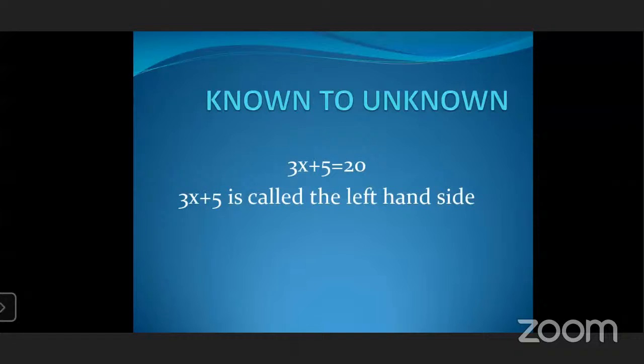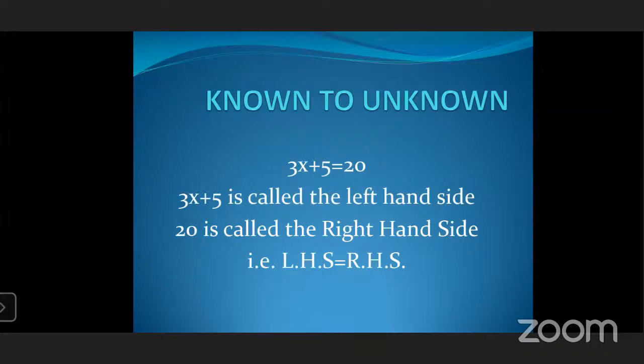So 3x plus 5 is called the left hand side. I'm doing the basics again and again. We have already done this in 3 sessions. And 20 is called the right hand side. Now left hand side is equal to right hand side. जैसे तराजू होता है ना, जैसे सब्जी वाला आपको तराजू देता है, लेफ्ट हैंड साइड राइट हैंड साइड दोनों सेम होते हैं. एक पलड़ा भारी है, if you put some weight in it, one pan will go down, the other pan will go up. Whatever is heavy will go down. Now left hand side equal to right hand side.